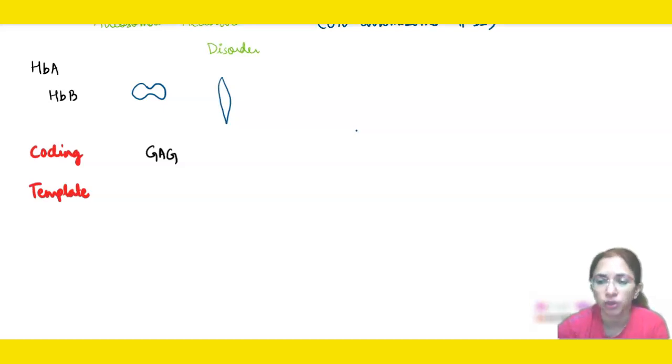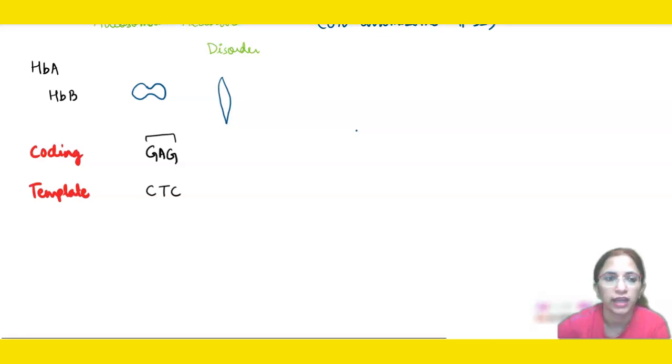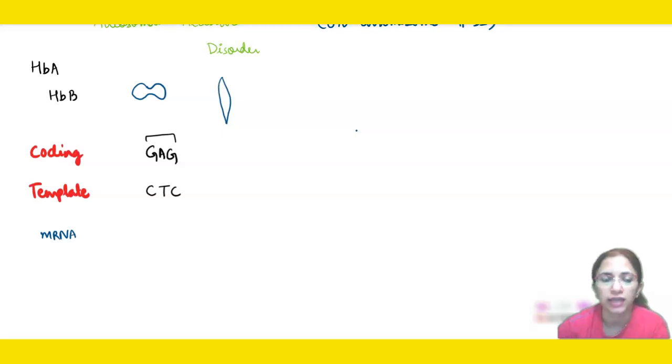So I am talking about the HBA chain, and there is a sequence known as GAG. In the normal person, GAG on the coding strand corresponds to CTC in the template strand, and if we make the messenger RNA, we know that the coding strand and the messenger RNA have the same sequence. And if I talk about the amino acid which is synthesized by GAG, it is glutamic acid. So this is the 6th amino acid of the HBA chain.